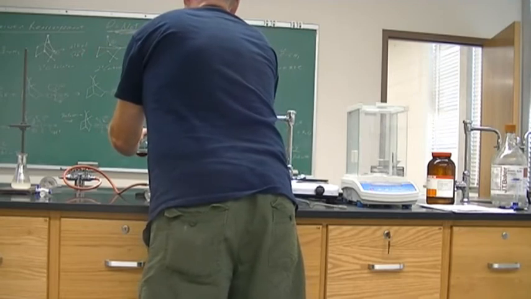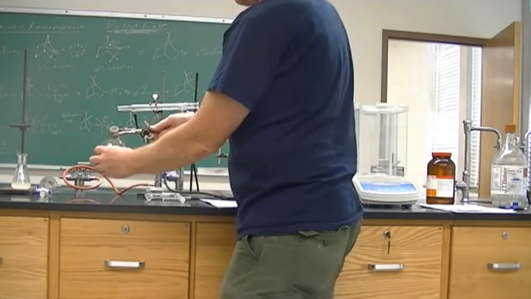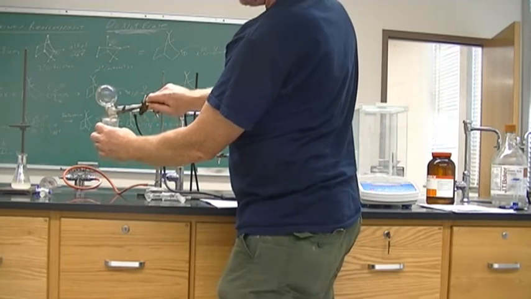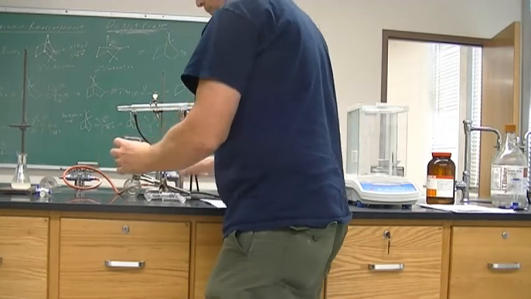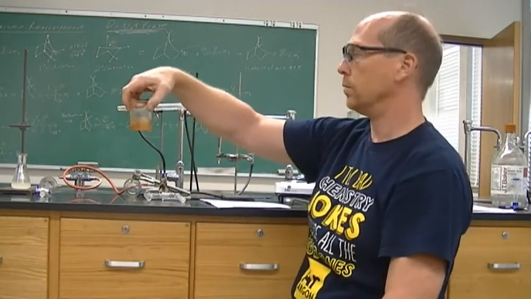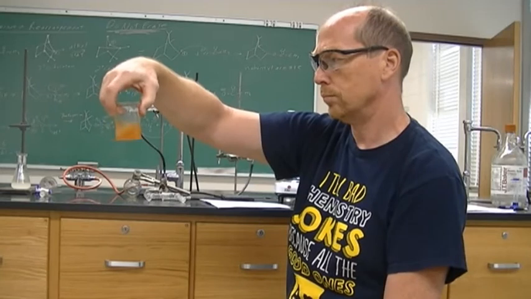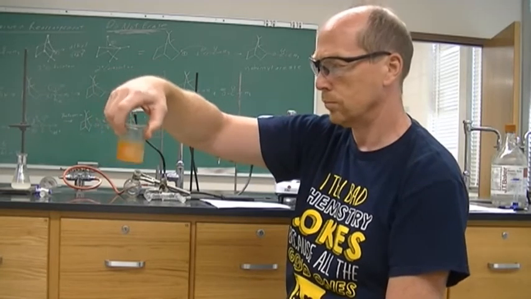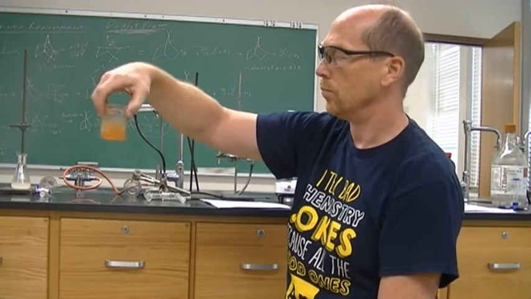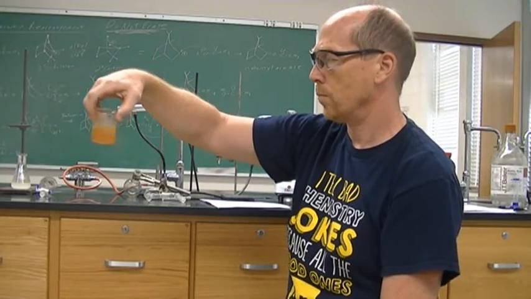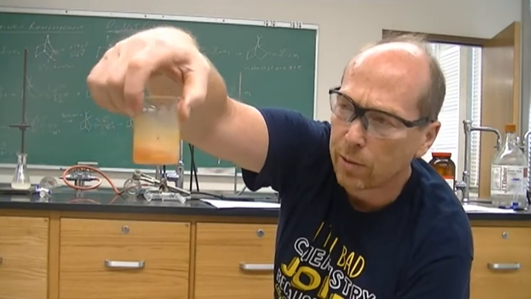All right, so we're pouring this onto ice. This is very hot, so I'm not going to hold the flask. This is a nice flask holder, and then I can just pour it right onto the ice. Have some oily solid being formed in there.